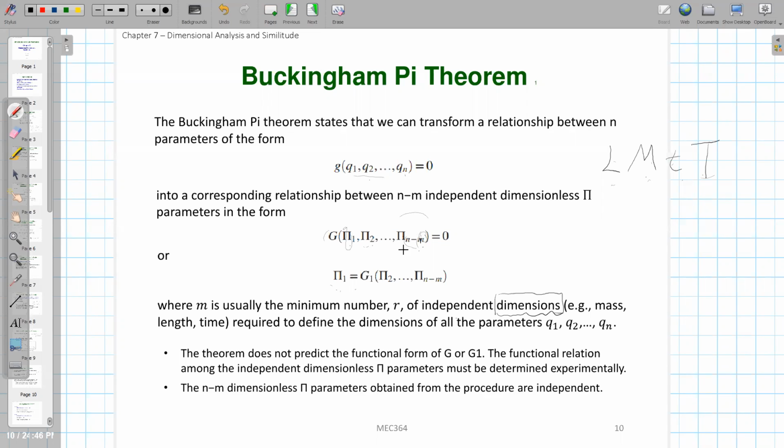But one thing you need to realize is that this dimensional analysis will only tell you what pi 1, pi 2, to pi n minus m will be.